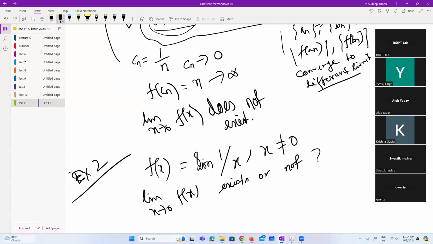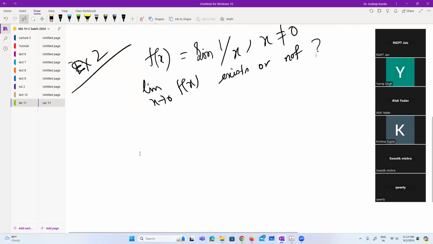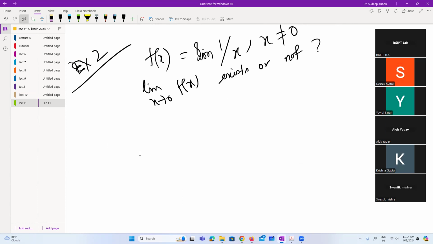What will be your answer? No, sir. How do you show the limit exists? It is in the 1/0 form, no, no, infinitive. So you have to choose, we choose a Cn. So we have to choose two sequences. Okay. Yes, sir.